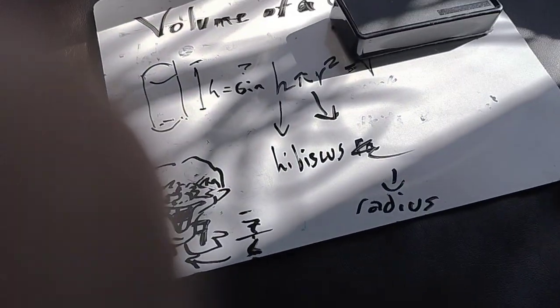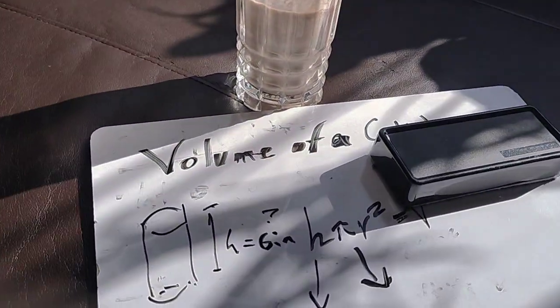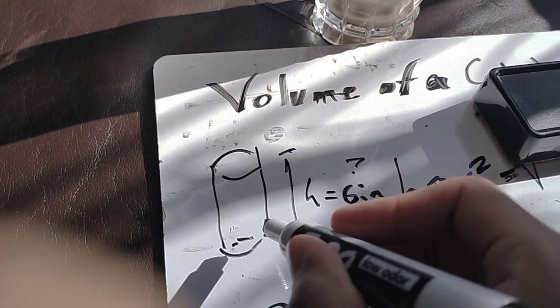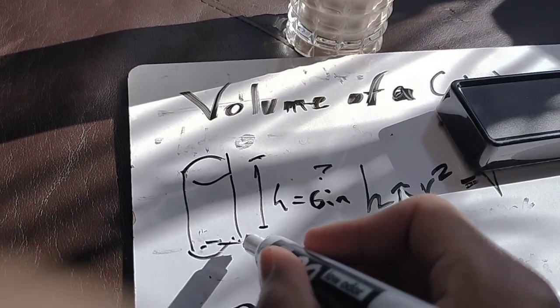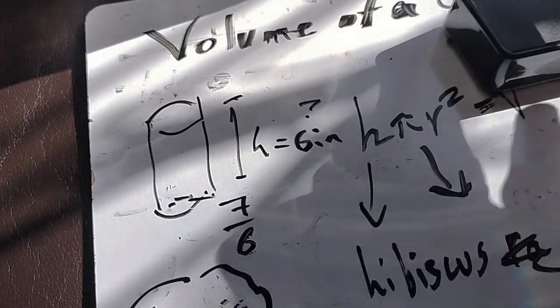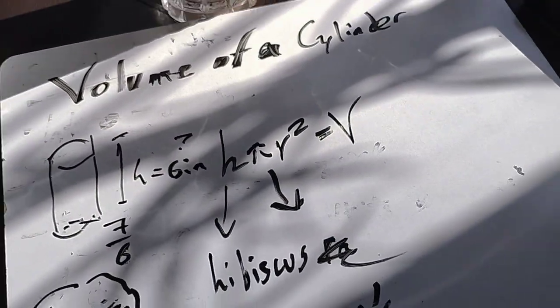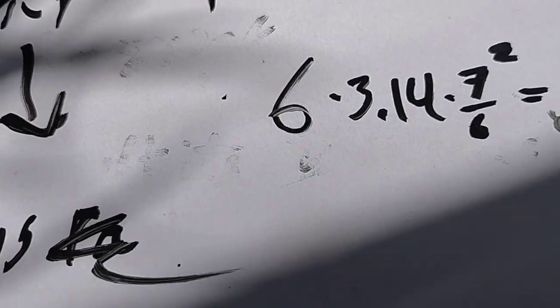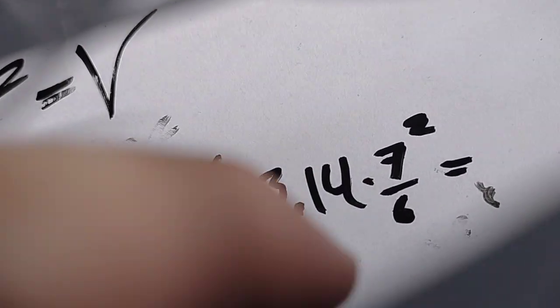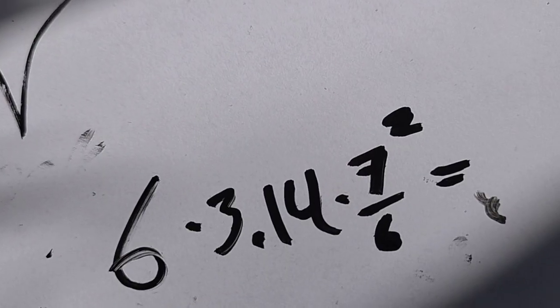So 7/6. Oh, it should have been 6/7, whatever. 7/6 of an inch. So I'll just plug that into the formula, and that turns into 6 times pi, which is simplified to 3.14, times 7/6 squared.